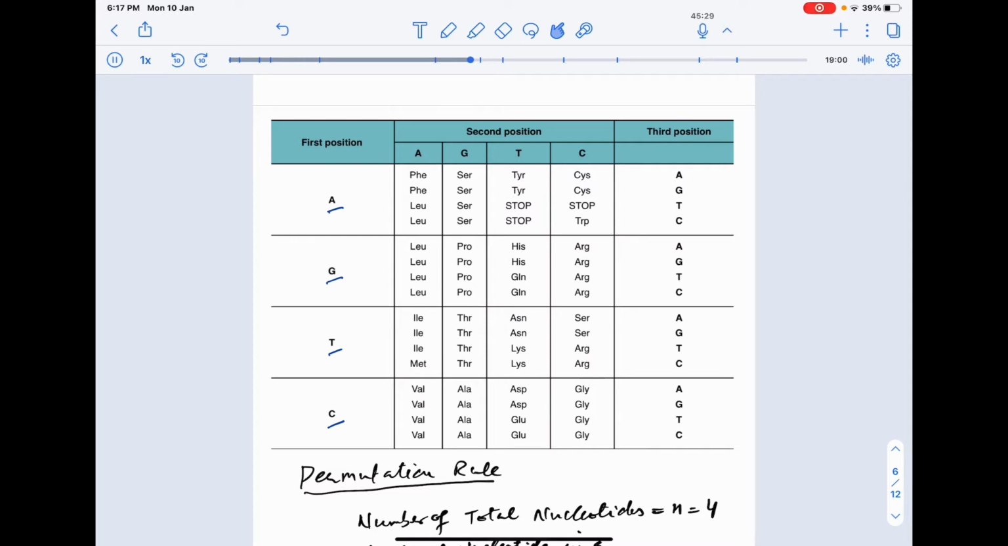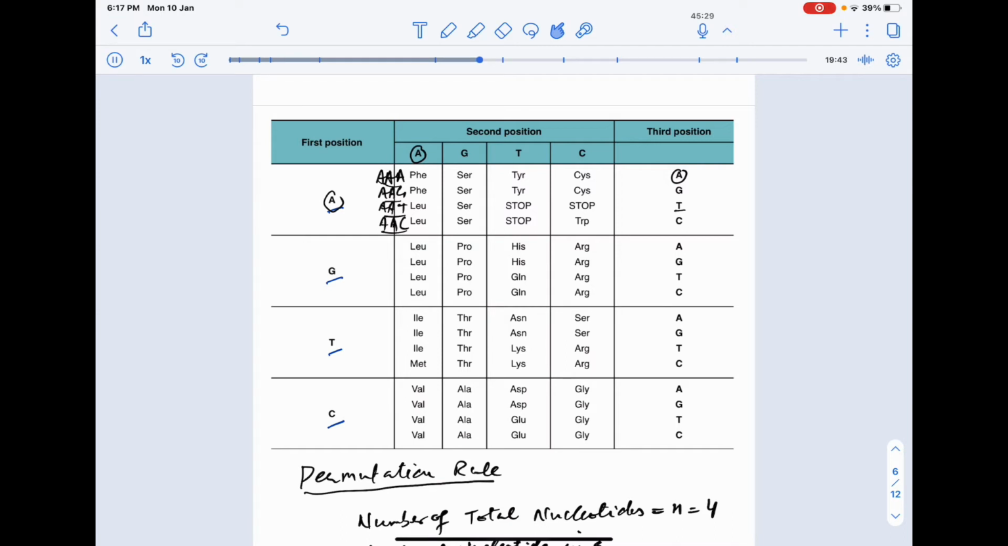So for instance, if the first letter is A, the second letter is A, and the third letter is A, this will be a code for phenylalanine. Similarly, you will have A, A, G, a code for phenylalanine again. You will have A, A, T, and you will have A, A, C for leucine. So these are the possible triplet codes for these amino acids.